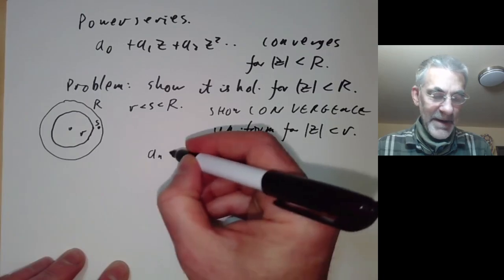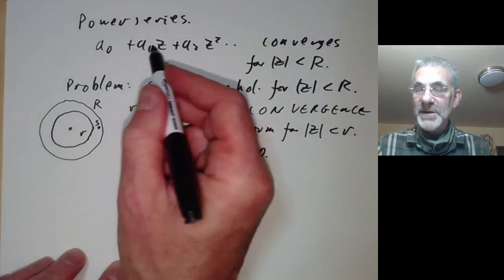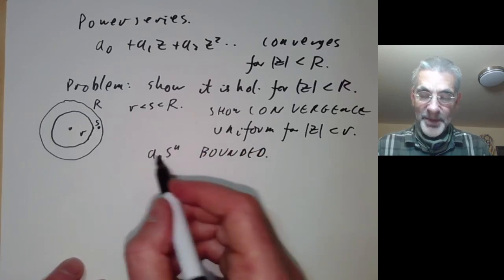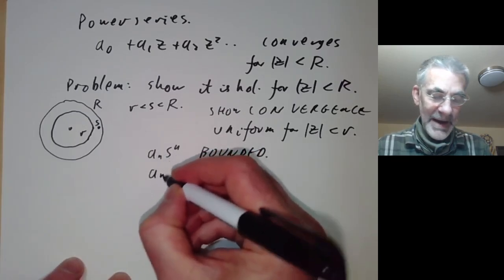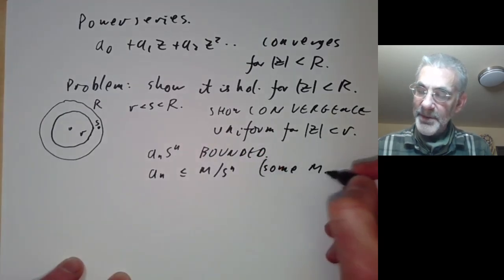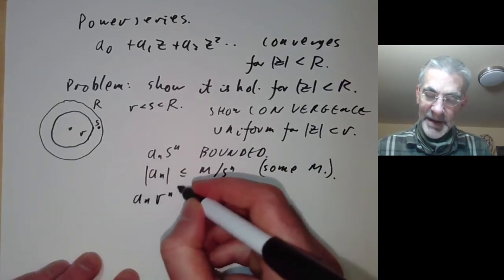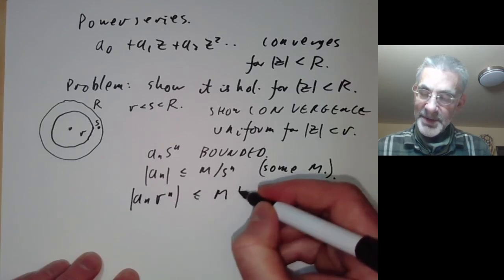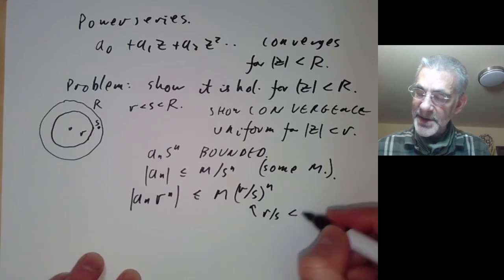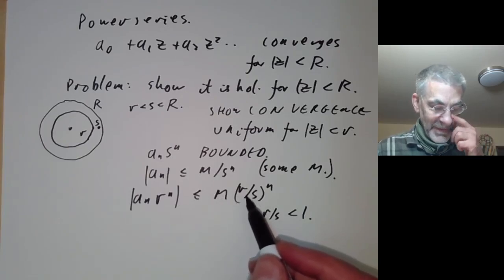So we know a_n s to the n is bounded, and we know it's bounded because this series converges for z having absolute value s. So this number must be bounded, and this shows that |a_n| is less than or equal to M over s to the n for some fixed M. And this implies that a_n r to the n has absolute value at most M times (r over s) to the n. Now the key point is that r over s is less than 1. And this means this is a geometric series, and geometric series have really nice convergence.